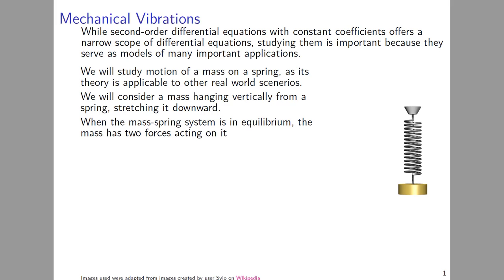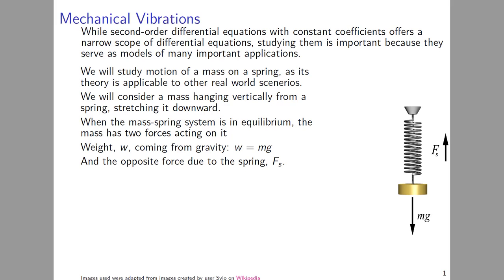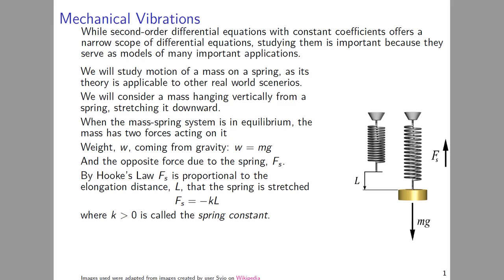When this mass-spring system is in equilibrium, the mass has two forces acting on it. The weight of the mass coming from gravity, which is given by mass times gravity, and the opposite force due to the spring. We'll call this F sub s. Since it's in equilibrium, we know that F sub s is equal to the weight m times g. And the force F sub s can be found by Hooke's law, telling us that F sub s is proportional to the elongation distance L that the spring is stretched from equilibrium.